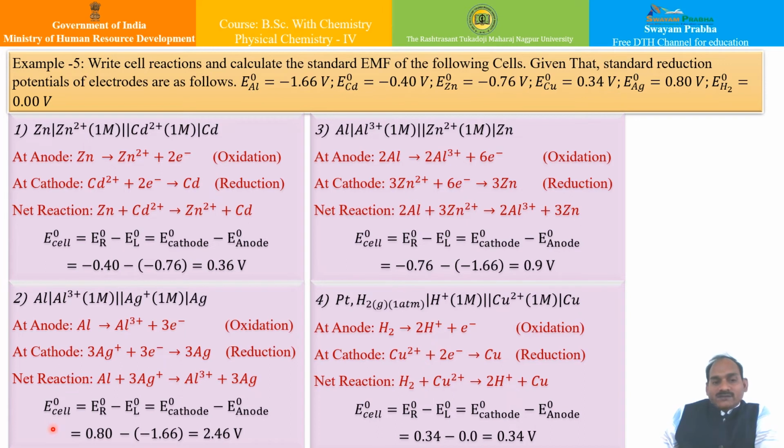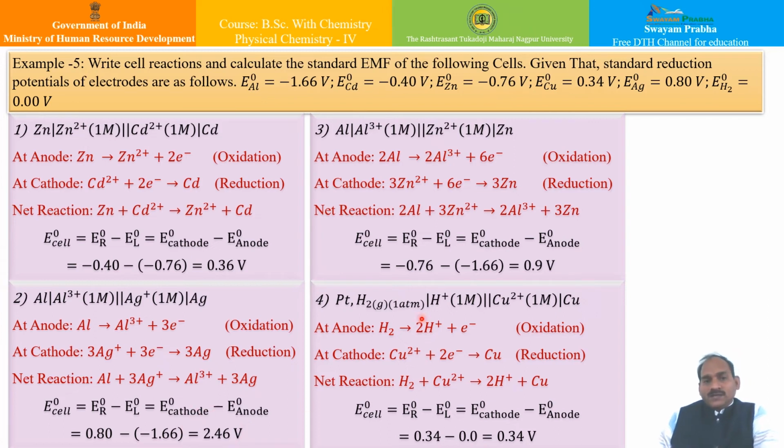Now what is the standard reduction potential of the cell reaction? It is the standard electrode potential of the right hand side electrode minus the standard reduction potential of the left hand side electrode. So we substitute the standard potential of the cathode minus the standard potential of the anode. The standard reduction potential of the cathode is 0.80 volt, because at the cathode there is a silver electrode. So 0.8 minus the standard reduction potential of aluminum, which is minus 1.66 volts. If I substitute it, it gives me 2.46 volts. So the cell EMF of this particular cell, aluminum with silver, is 2.46 volts.